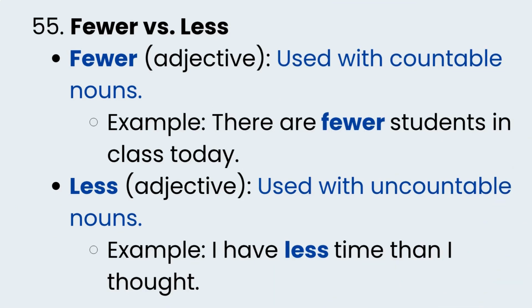55. Fewer versus less. Fewer, adjective: used with countable nouns. Example: there are fewer students in class today. Less, adjective: used with uncountable nouns. Example: I have less time than I thought.